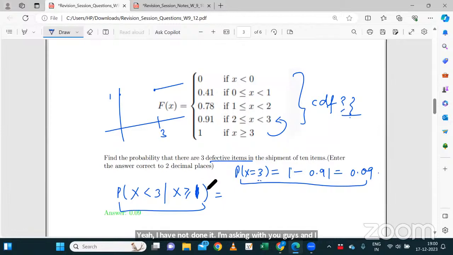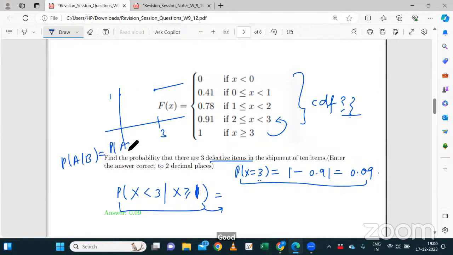I want the formula. I don't want the answer. Just tell me how you will proceed. X less than 3, conditional on x greater than or equal to 1. First of all, this is conditional probability: probability of A given B. So it will be probability of A intersection B divided by probability of B, right?